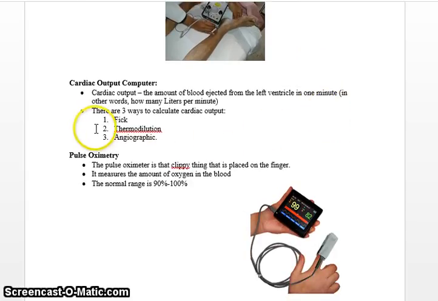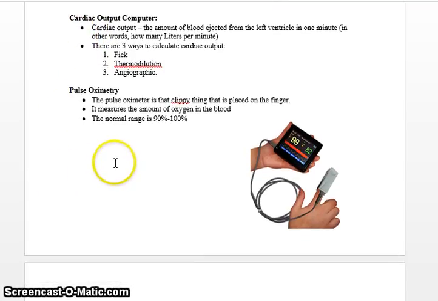The cardiac output computer, this is basically software, and, again, cardiac output, let's remember, is the amount of blood ejected from the left ventricle in 1 minute. So that's a term you have to know. In other words, how many liters per minute. There are 3 ways to calculate cardiac output: the Fick method, thermodilution, and angiographic. Most of these calculations are done by the cardiac output computer. And pulse oximetry. The pulse oximeter is that clippy thing that is placed on the finger. It could be placed on the earlobe or toe also. It measures the amount of oxygen in the blood. The normal range is 90 to 100%.